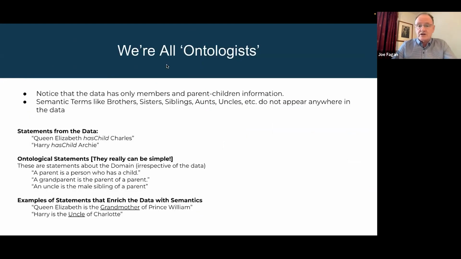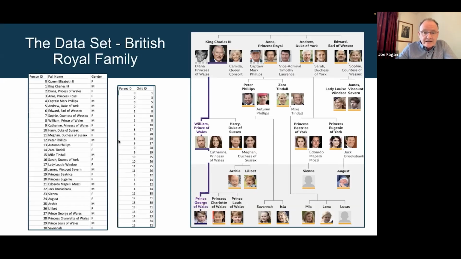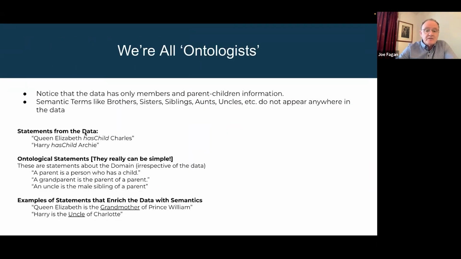Fine. Now, we're all ontologists. This is the reality. Here are statements from the data. So if I go back to the data, I see that Queen Elizabeth and King Charles, here's the parent-child relationship. This 0-1 is trying to capture the fact that in this table over here, 0 has child 1. So Queen Elizabeth has child King Charles. And if I were to look at, say, 10, 25 or 26 here, it's telling me that 10, Harry, has 25 and 26, Archie and Lilibet, as children. So these are the two tables. This is a traditional relational database table. This is what's called maybe a link table or a foreign key table or something like that. It's just standard practice. Okay, so statements from the data are Queen Elizabeth has child Charles, Harry has child Archie.